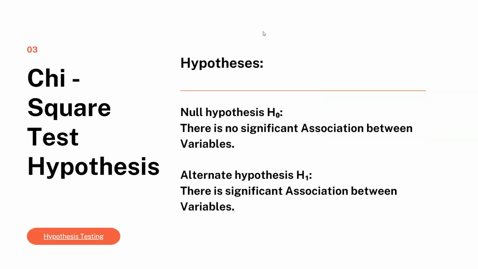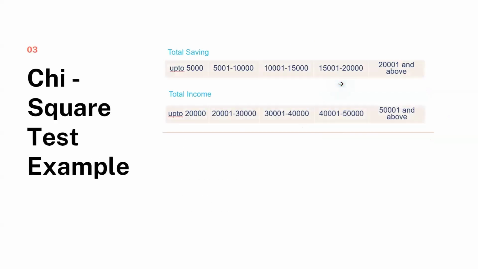If there is no significant association between the variables, it is the null hypothesis. And if there is a significant association between the variables, then it is called the alternative hypothesis.